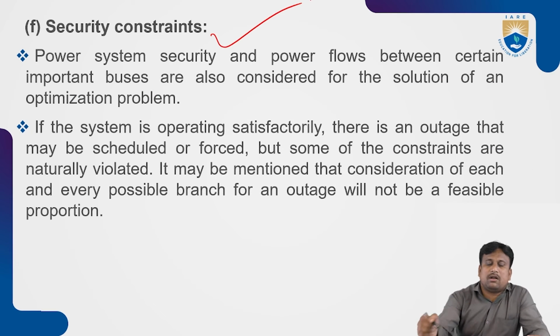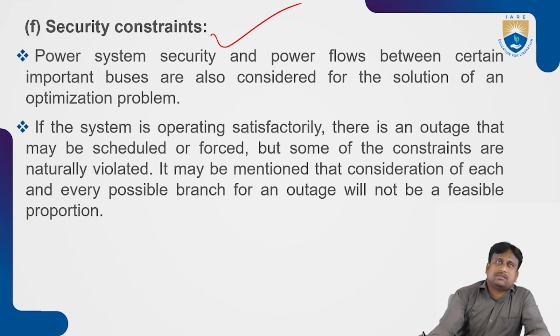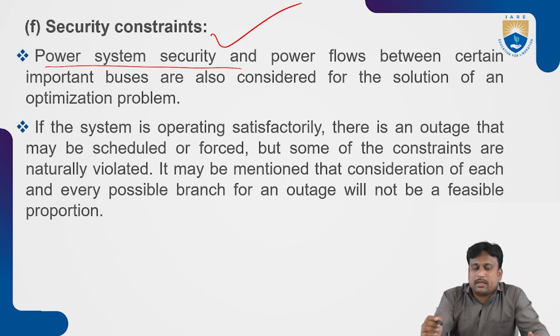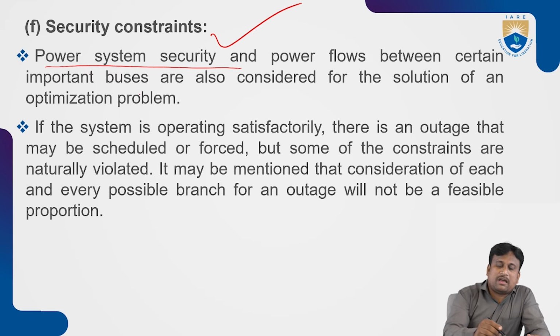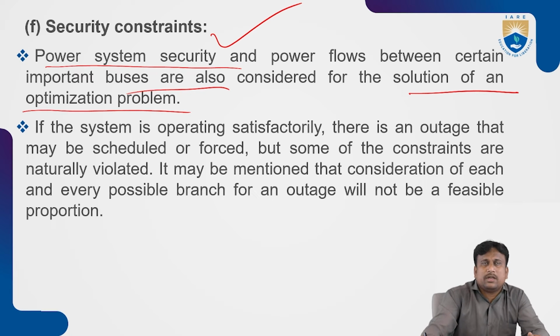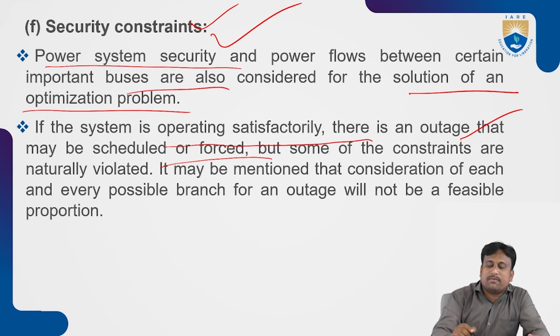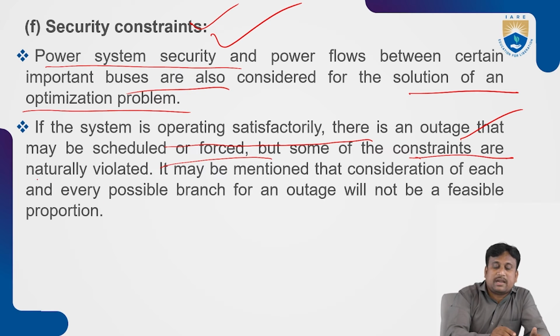Next constraint is called the security constraint. What is this security constraint? In a power system network, security constraints and the power flows between the buses are considered for the solution of the optimization problem. This is one of the most useful techniques in a power system network for dealing with security. If the system is operating satisfactorily and there is an outage, scheduled or forced, some of the constraints are naturally violated.